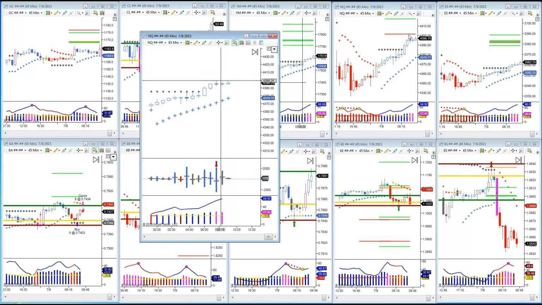Could it come up here and tag this red line? Typically, that's exactly what it will do. And what I mean by tag, it will go up there and touch that red line, okay? It's going to generate a magenta peak after that. Now, I know that this bar does not end until 9 o'clock this morning, so there's absolutely no way that you could enter a trade at this moment.